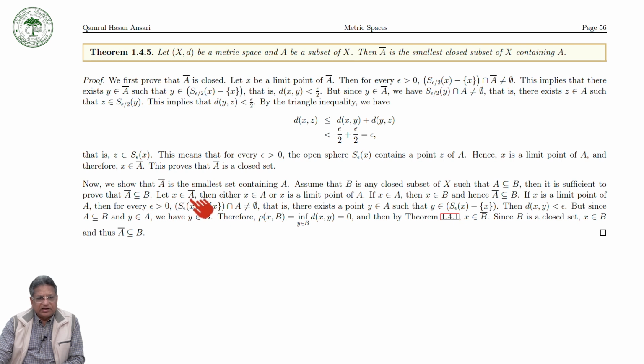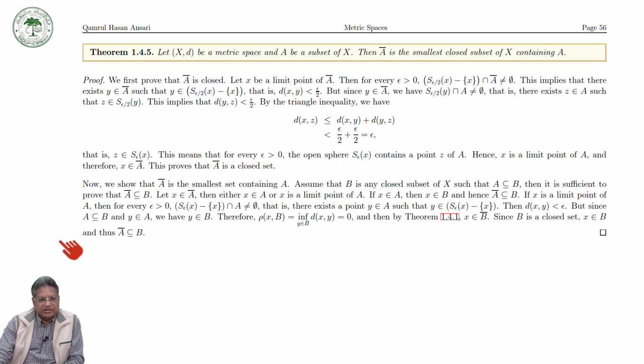So let us take X as an element of closure of A. Then either X is in A or X is the limit point of A. If X is in A, then X is in B, and hence the closure of A is a subset of B. So if X is the limit point of A, then for every epsilon positive, the open ball with center X and radius epsilon minus X intersection A is non-empty, because X is the limit point of A. So we have this definition, and it means that there exists a point y in A such that y lies in this set. It means that y is not equal to x, but the distance between x and y is less than epsilon.